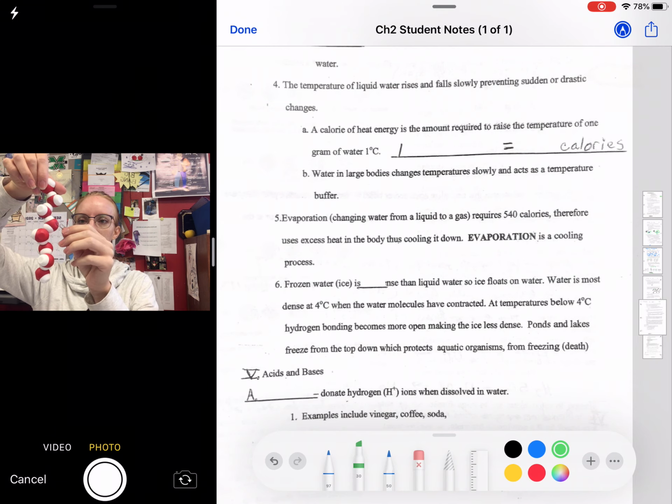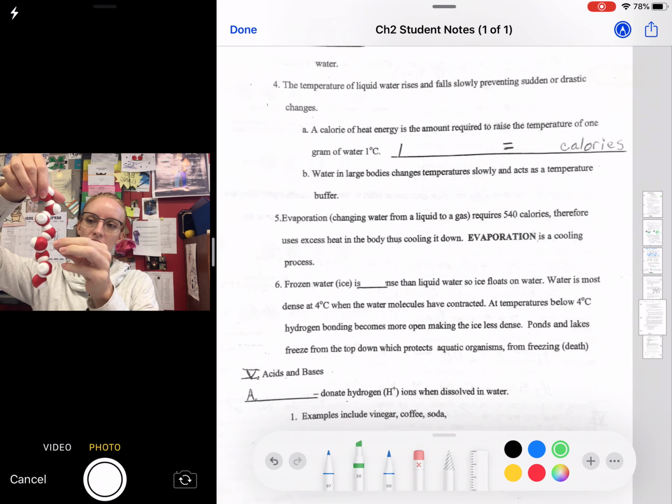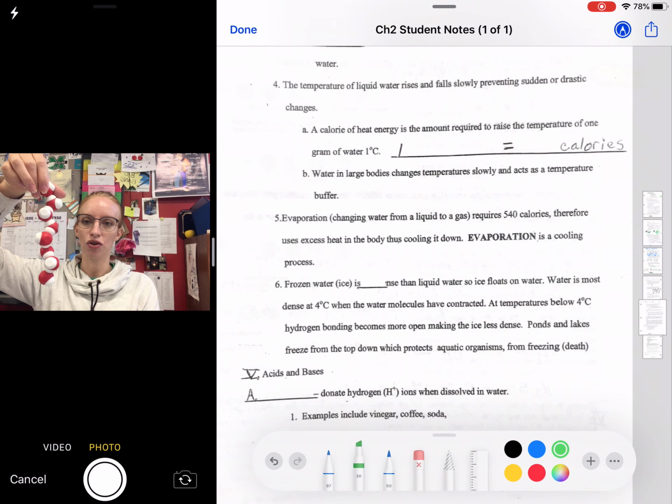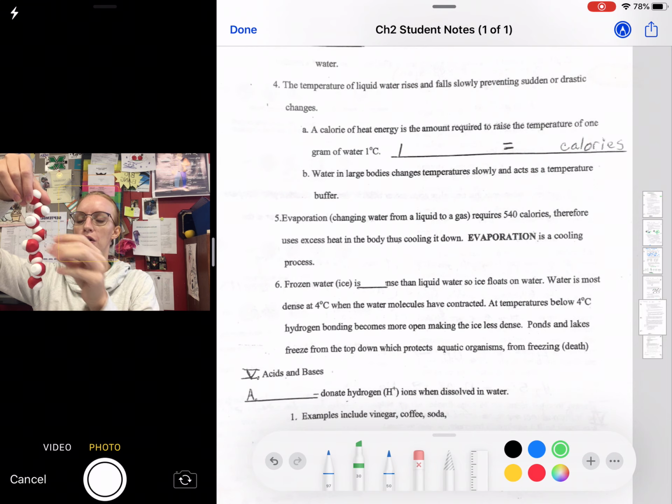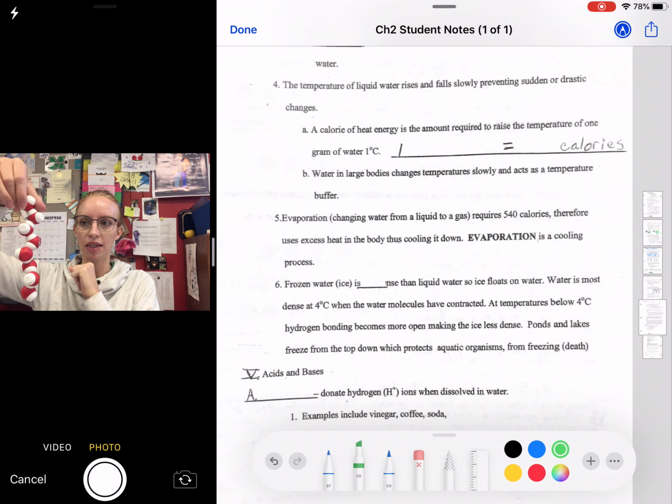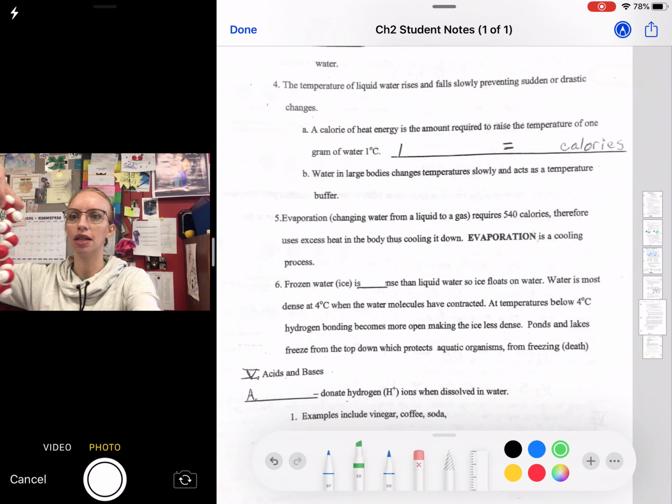It will also stick to vessels in your body or the xylem in trees. So adhesion is what allows it to stick to other surfaces. Cohesion is what allows it to stick to itself. So that's the other number 7 that wasn't in your notes.